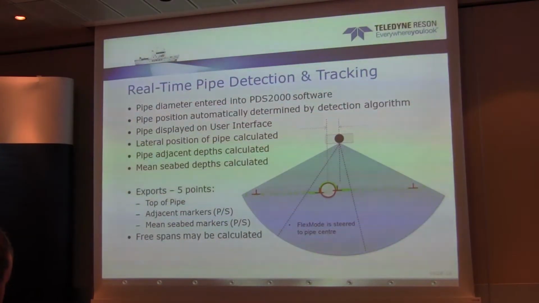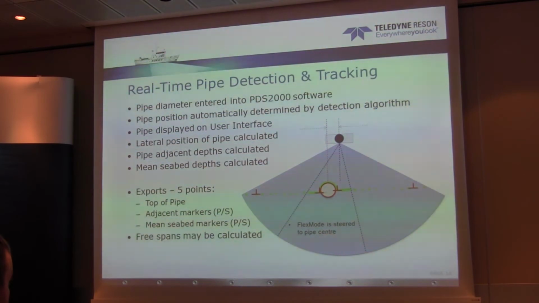Okay, the last one was the pipe detection algorithm that we used. This is the algorithm that's embedded in PDS, and it's also embedded now in the CBAT user interface. What it does is analyze all the data coming in and find the five points: the top of the pipe, the seabed just adjacent to the pipe, and the mean seabed. It does that for each ping on the fly, so it makes it much easier to get this information rather than doing it in post-processing or maybe even manually.